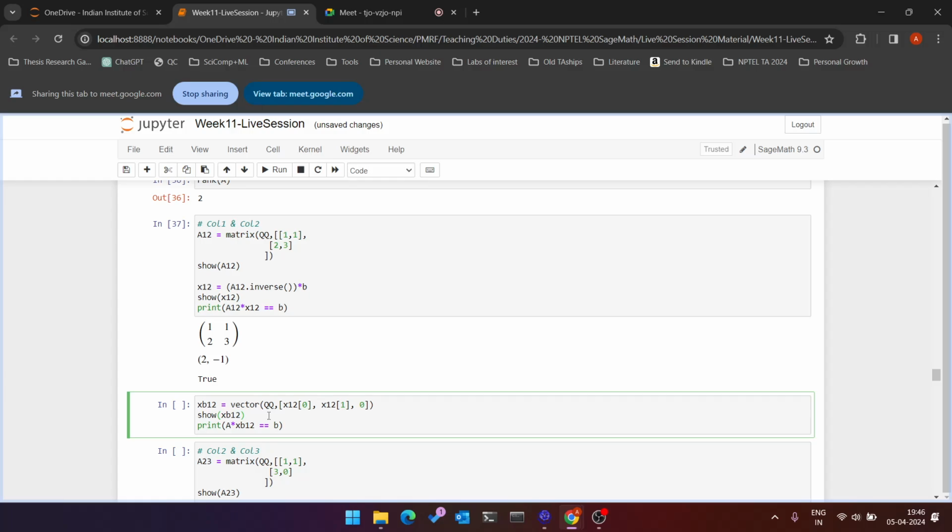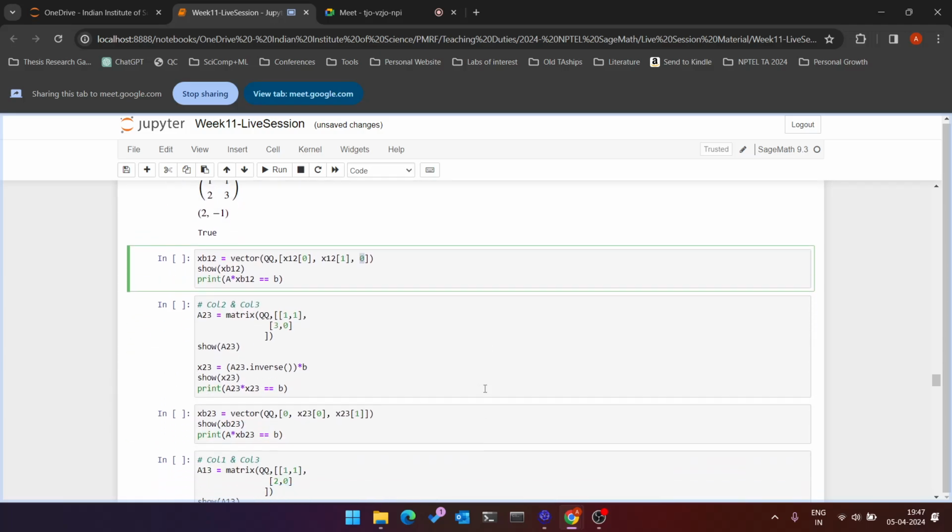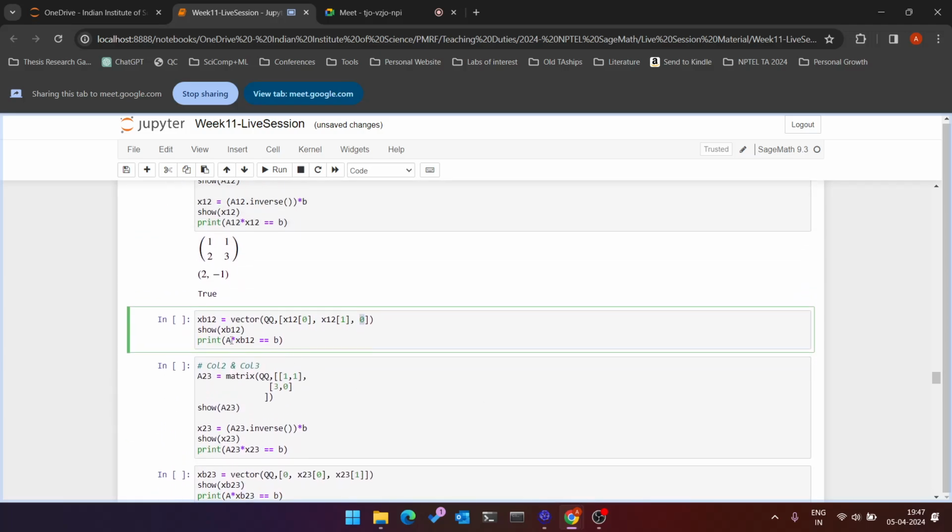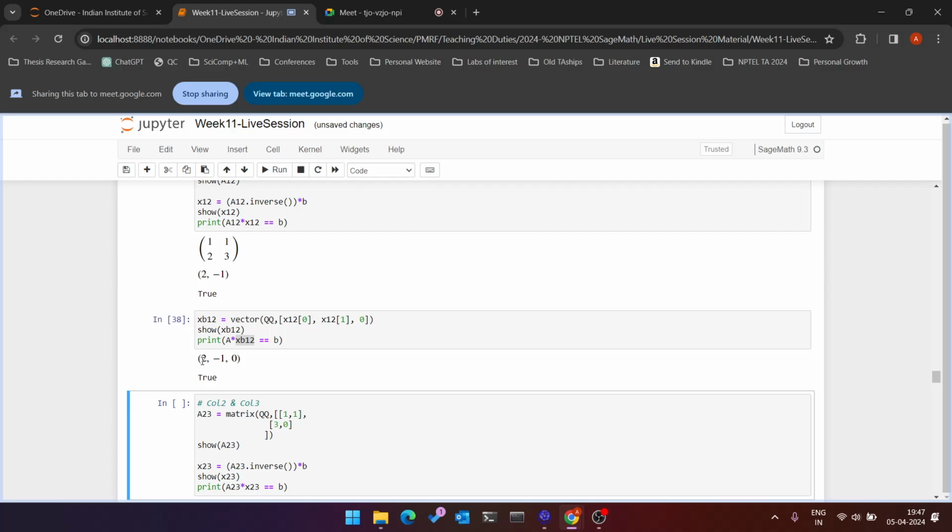To calculate my basic solution from the first and second column vectors, I'll name it xp12, and it will have the first two entries from x12, and the third entry corresponding to column 3 is set to 0, which is basically what we have here. And from this, I am now printing A into my xb12, which is the basic solution using the first two columns. I'm multiplying that with A and checking if it is indeed equaling B. So this is what my solution looks like.